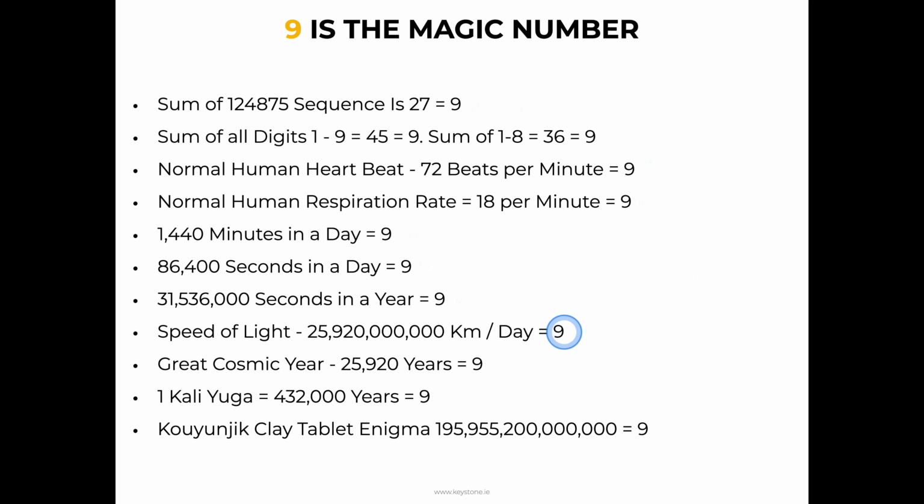The speed of light reduces to 9. The great cosmic year, 9. That's also called the precession of the equinox. 1 Kali Yuga from Sanskrit teachings, 432,000 years, 9. The clay tablet enigma. There was a clay tablet found with this enormous number on it. It reduced down to 9.